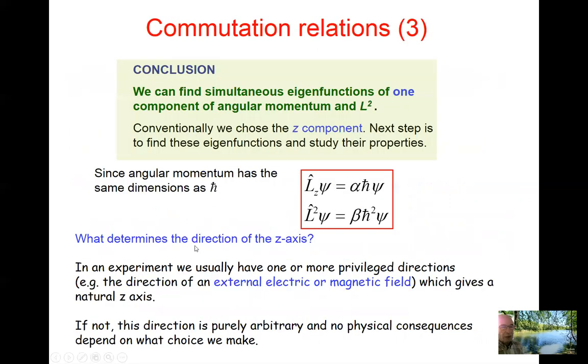We need to choose a component. Conventionally, we choose the Z component. And now we try to find simultaneous eigenfunctions of the component of angular momentum and L squared. And this is going to be the Lz component.